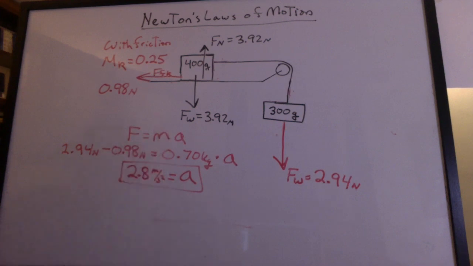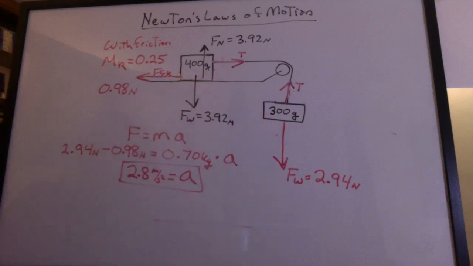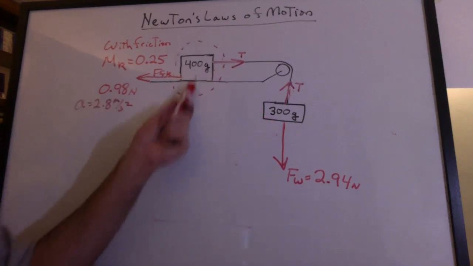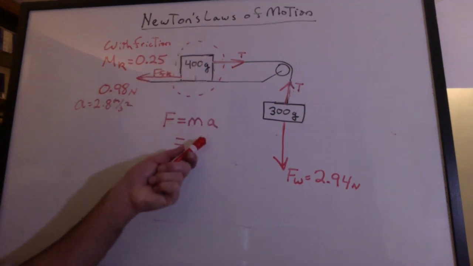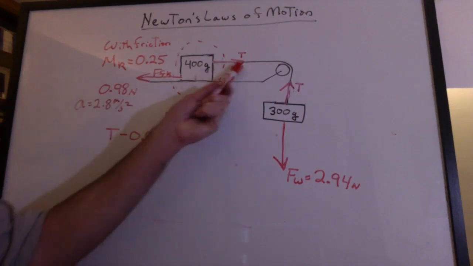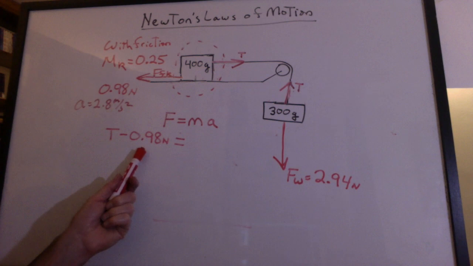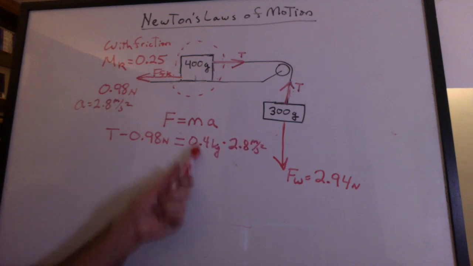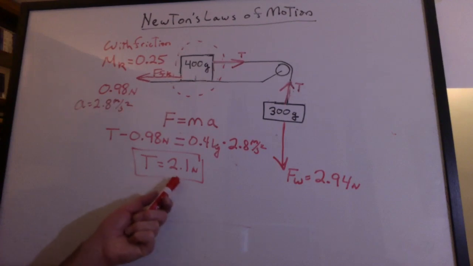Now, what about the tension? Isolate either object to get the tension. I'll look at the block. The weight and the normal force cancel out. So when I start with F equals ma, I have these two forces acting on the block. Tension forward minus the friction backwards. Then I have the mass of the block times its acceleration. And I have a tension of 2.1.